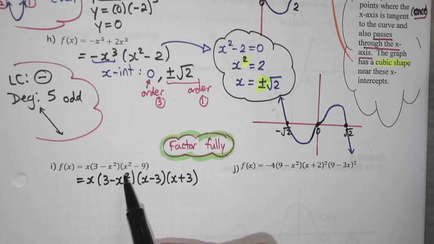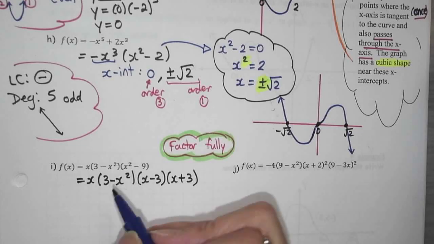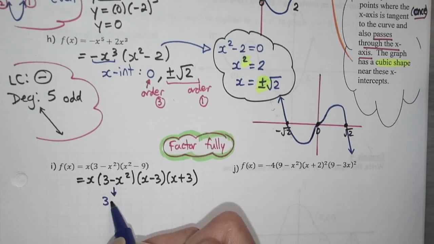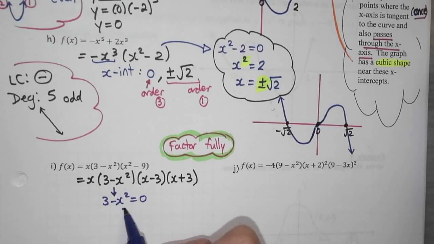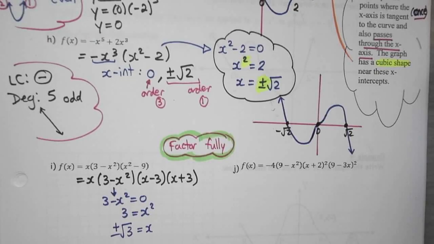When I solve this, let's grab this one and solve it. 3 minus x squared equals 0, and this is 3 equals x squared. And then x equals plus minus root 3. If you don't say the plus minus, that is awful, right? We just talked about that. Yes, sir.